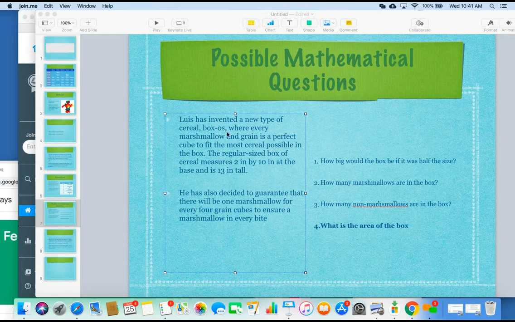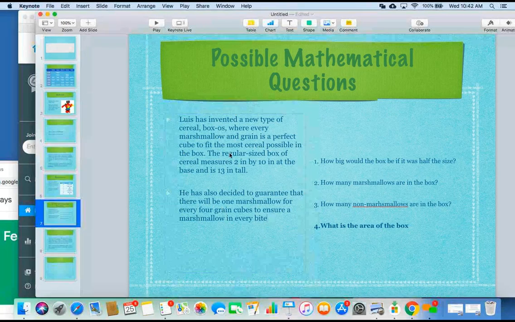I disagreed with Calvin because it said 1 in every 4 grain cubes. So I thought it would be added on to the 4 grain cubes because it said 4 and not per or something. But anyways, so I divided it by 5, and I got 52. Thank you. So that's where it is.